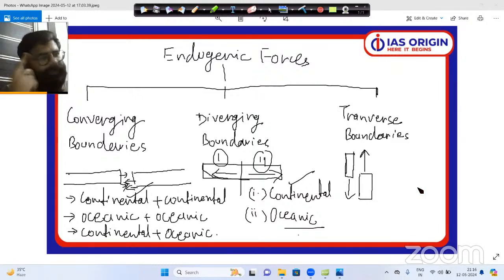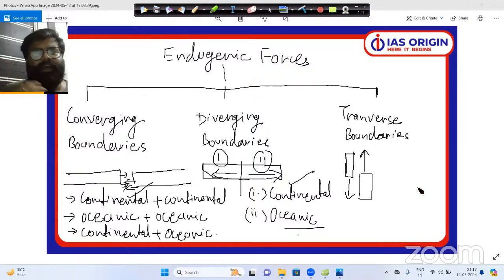Besides river, there is one more agent which is glaciers. Then there is karst topography, that is underground water. Then there are coastal waves or sea waves, and then there is wind also. So there are a total of 5 different major erosional or exogenic force agents which do the weathering or erosion of the physical features on the surface of the earth.